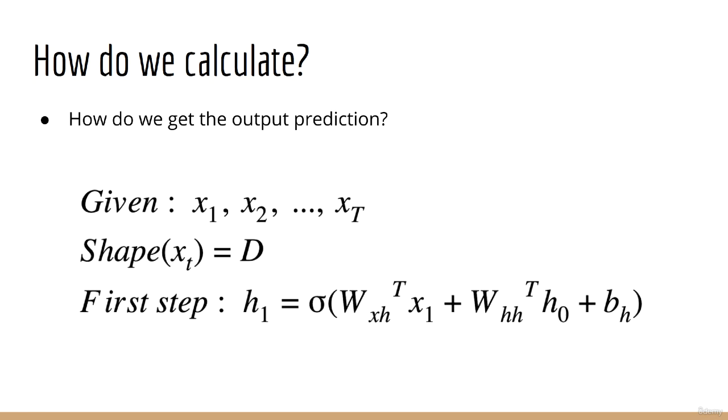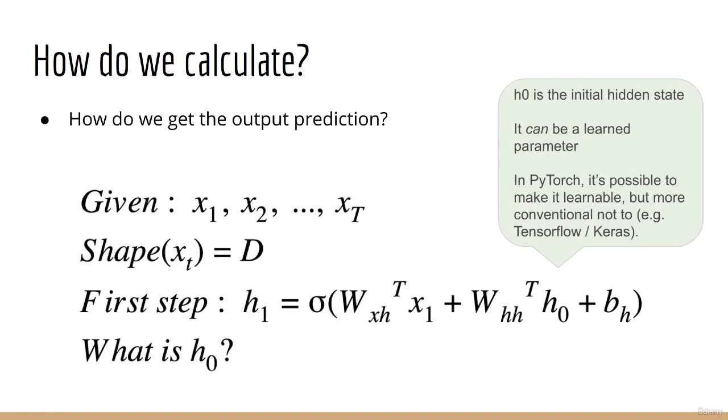From x1, we can calculate h1. But wait, now you see one of these hidden details that you probably didn't think about. h1 depends on h0, but what is h0? In fact, we refer to this as the initial hidden state. Typically, we just set this to an array of zeros, but it can also be a learned parameter. In other words, you can learn this vector using gradient descent. In PyTorch, it's possible to make the initial state a learnable parameter, but it's simpler not to, and in fact quite conventional. So in this course, that's the approach we're going to take.